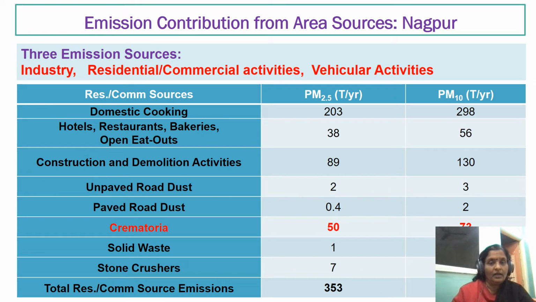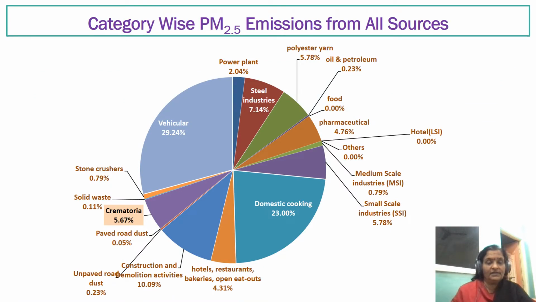Now if we see again the total emissions from area sources, for PM 2.5 it is 50 tons per year that is coming out from crematoria, and about 72 tons per year of PM 10, because of this area source activity. Similarly, about 5.7% of crematoria emissions are contributing towards the total PM 2.5 emissions in the city. So there is a need to reduce these emissions also, and it will be increasing as the population increases, as we construct more and more crematorias.